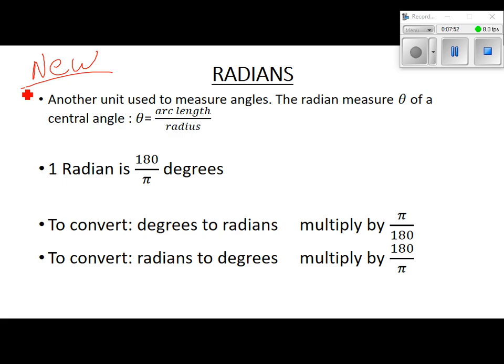Radians are just another way to measure angle. Radians actually measure angular movement. So it's sort of like degrees, just a little different, a different way to write it, and it's used for different things.